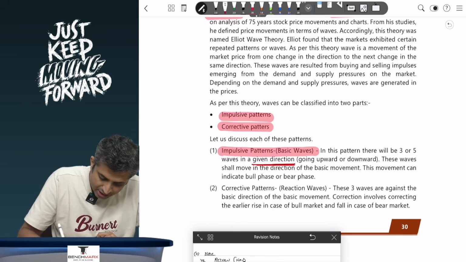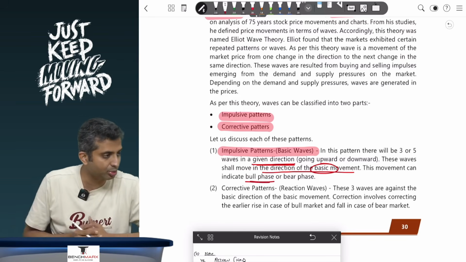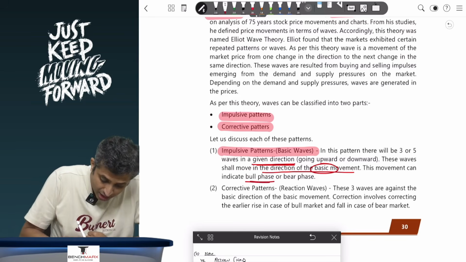or onward, these waves shall show the direction of the basic movement. This is a basic movement. This can indicate a bull phase, like it's upward, so it is indicating a bull phase, or a bear phase if it is downward. But the corrective pattern, for example, are the reaction waves.